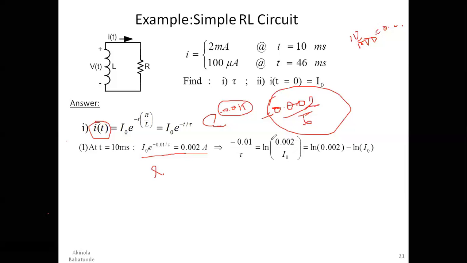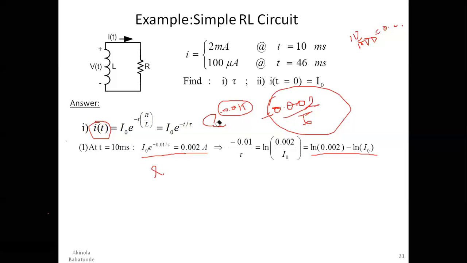Also, if you remember your logarithmic functions, when you have division here, you are subtracting two logarithms. When you have ln of 0.02 over I naught, it would mean the same thing as ln 0.02 minus ln of I naught. You have that, and this forms equation 1, because you're doing that for t equal to 10 milliseconds.